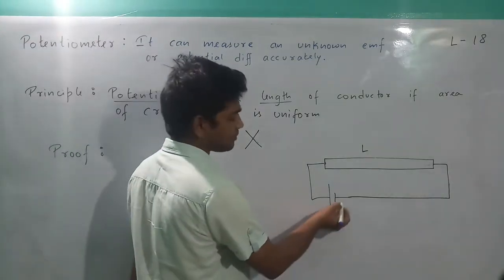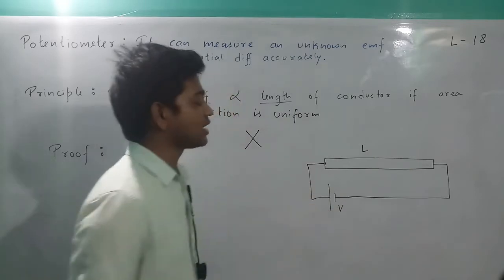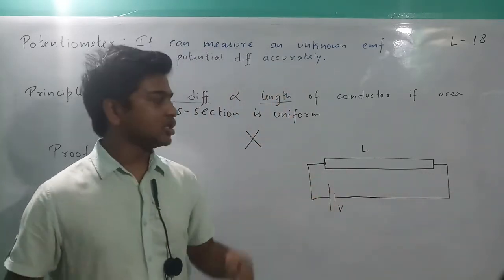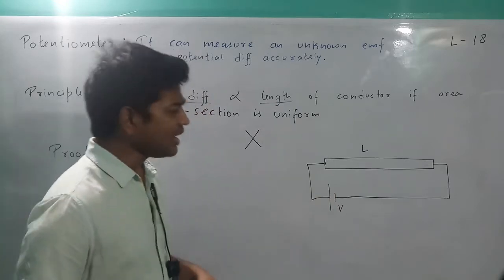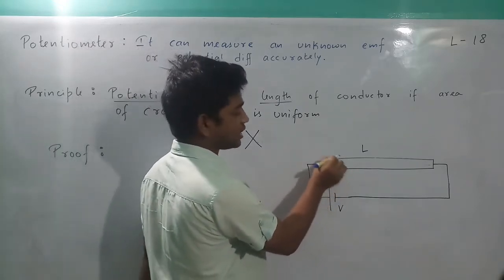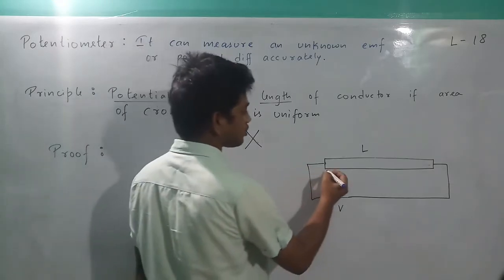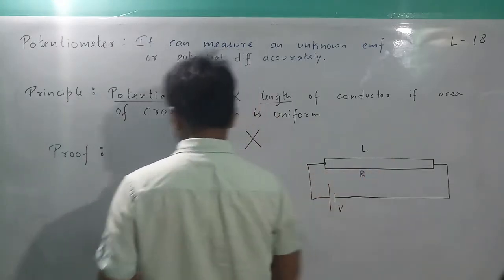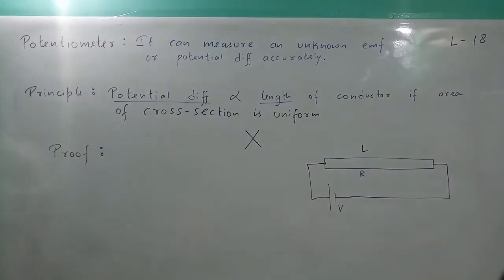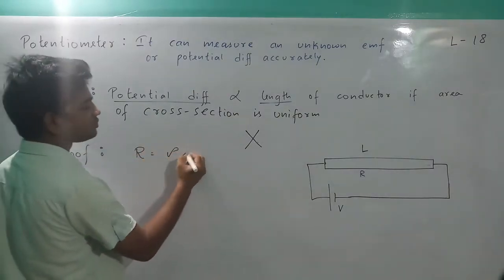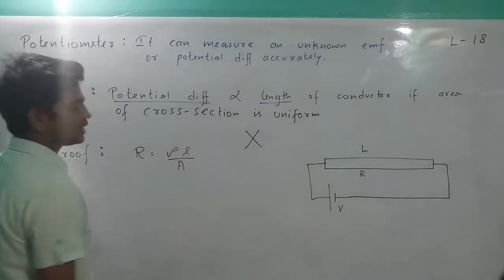Now, suppose we have a battery whose voltage is V. It is connected across an L length long conductor. It has a uniform cross-sectional area A. That is, the cross-sectional area is constant, it is not changing. Suppose its resistance is R. So can I say that the total resistance of the wire will be rho into L upon capital A.